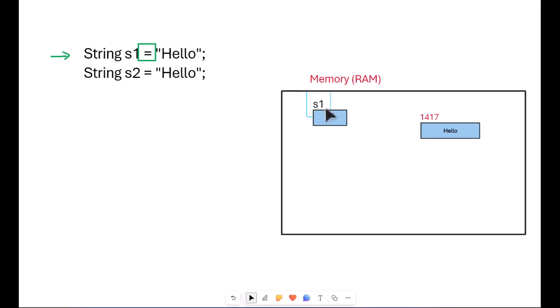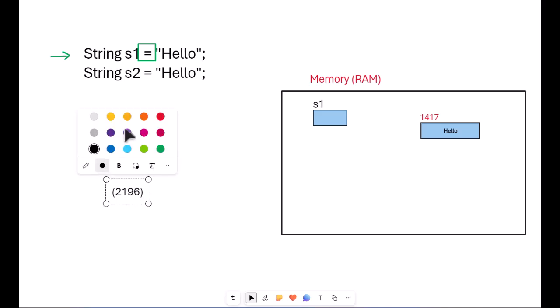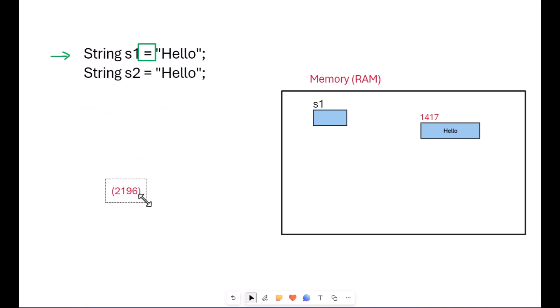So it has an address. I did not put it. Maybe this s1 is at some address, let's say 2196. You see, maybe, we don't know, it's random. But you do not need, as a programmer, you do not need to know this address. All you have to know is that you can refer to it by s1.